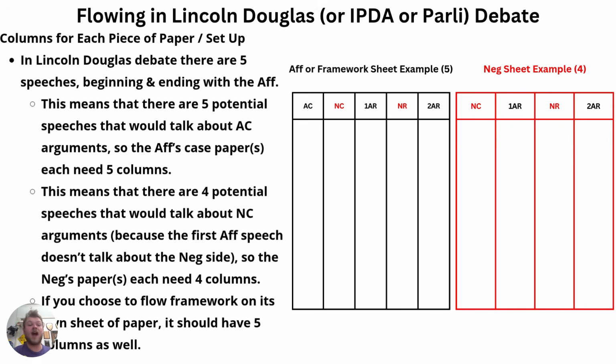But because there are 5 speeches beginning and ending with the affirmative, we've got the affirmative constructive, the negative constructive, the first affirmative rebuttal, the negative rebuttal, and the second affirmative rebuttal. This is kind of what your papers would look like. There are only 4 speeches that talk about the negative side because the affirmative can't attack what hasn't been said yet in their first speech. So the affirmative constructive does not need to be on the negative's piece of paper, hence why there's 1 fewer column. And if you choose to flow framework on a separate sheet of paper, it should also have 5 columns because it will pop up in all 5 speeches.